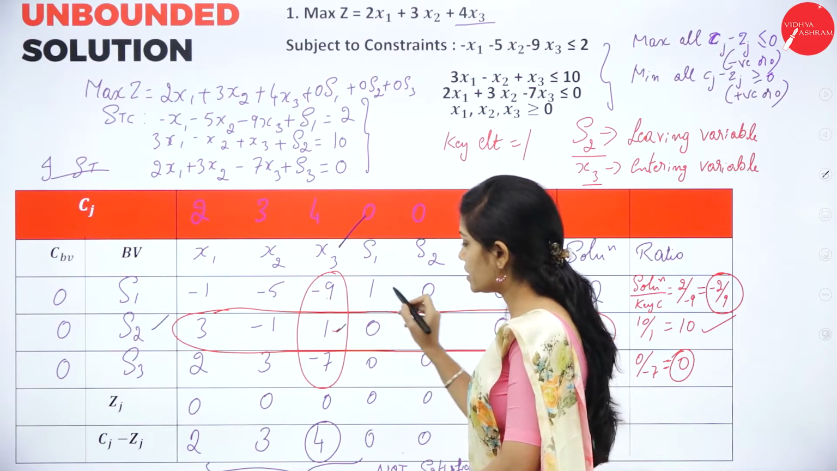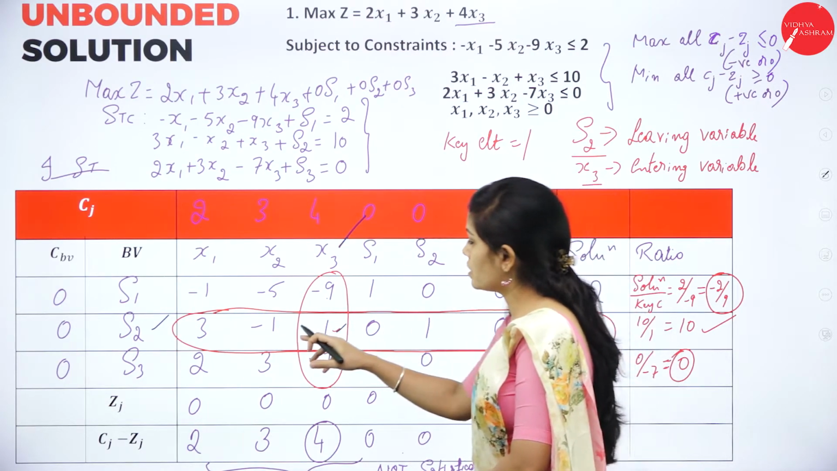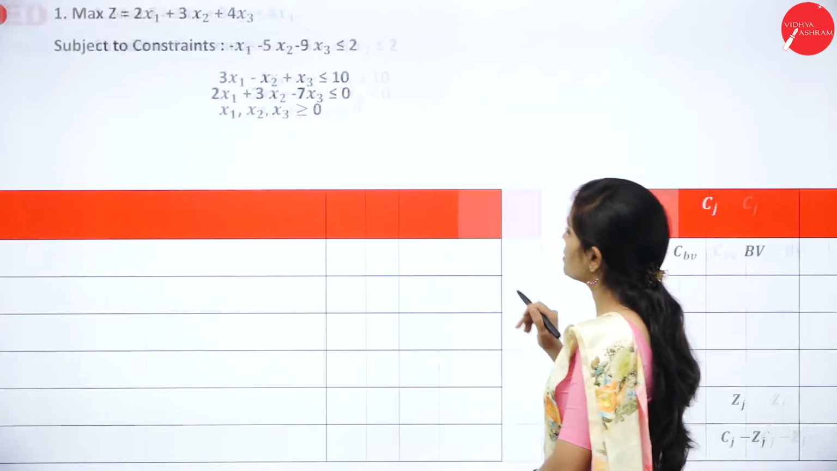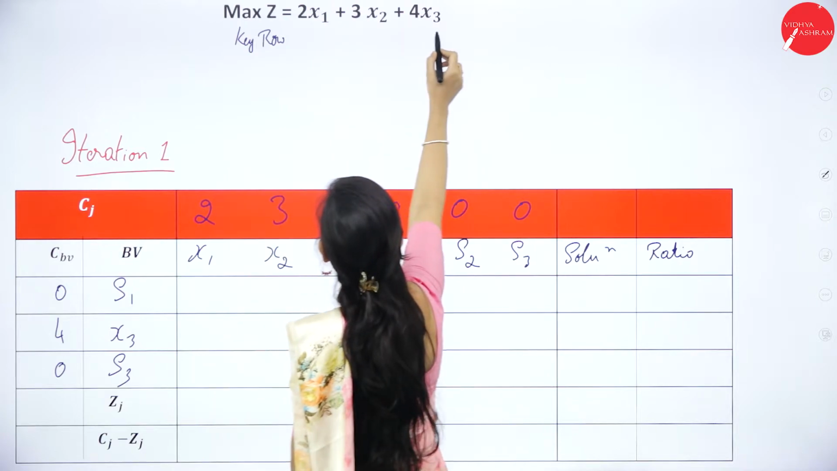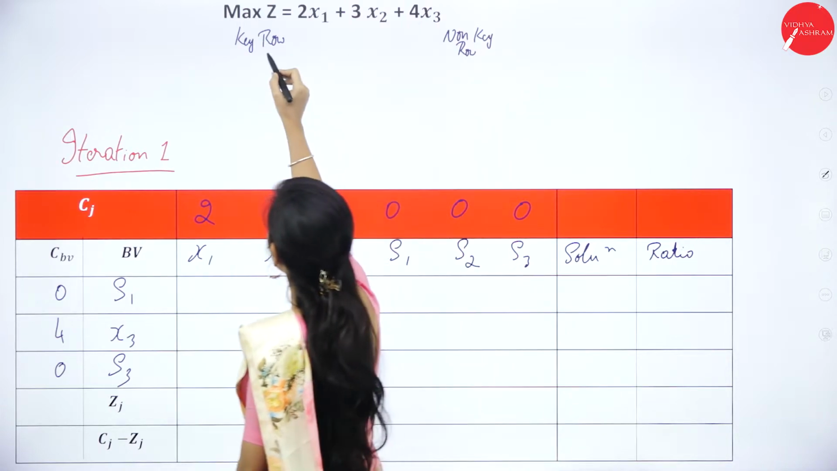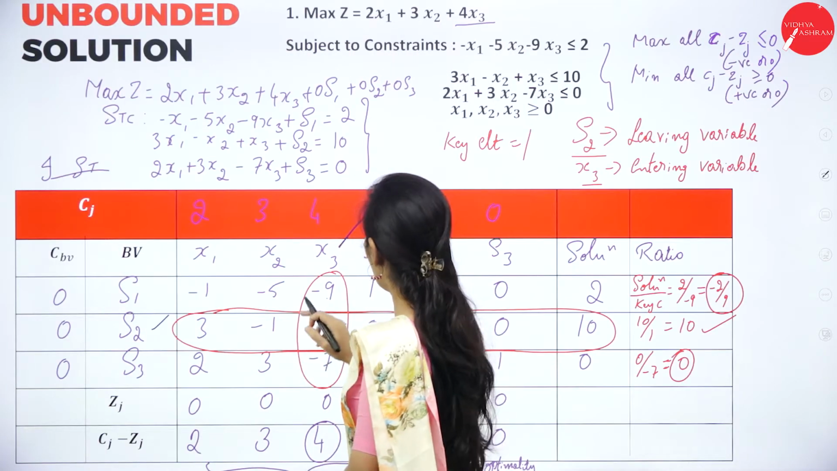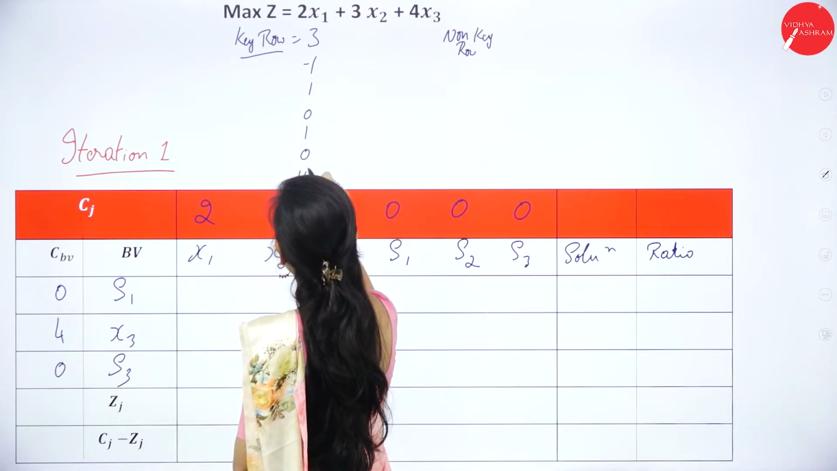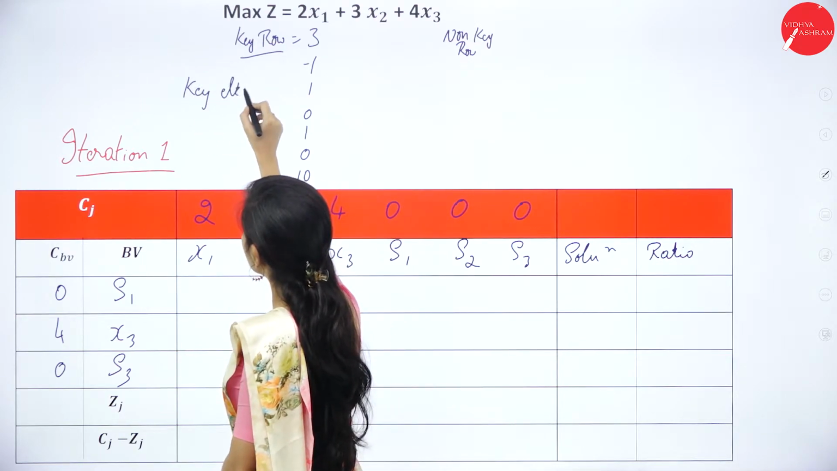Here the key element is 1. First list all the key rows and find the new value. Which are the key rows? Key rows are 3, minus 1 and 1, 0, 1, 0, 10. So key element is equal to 1.